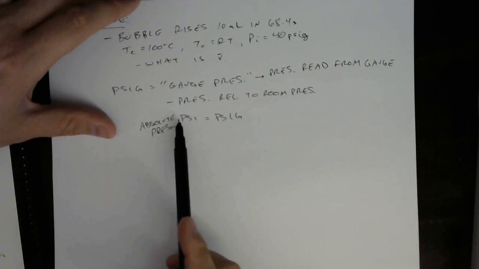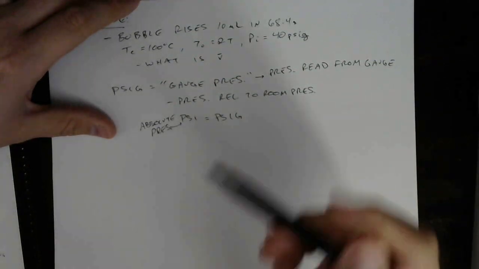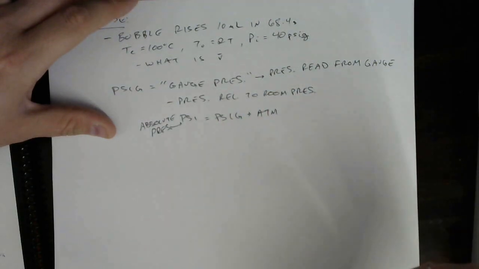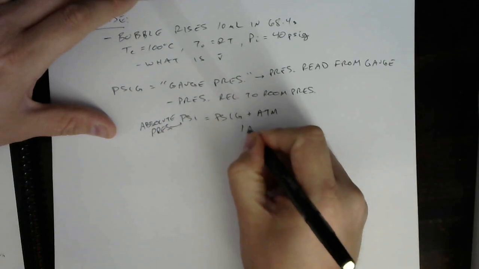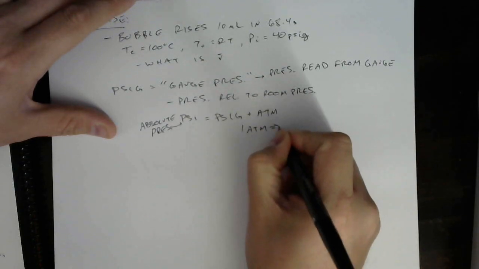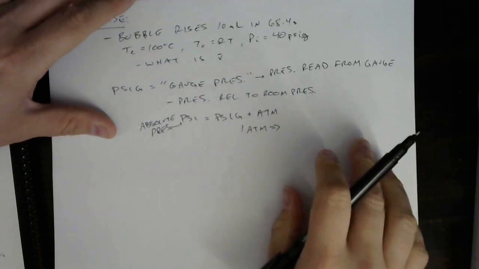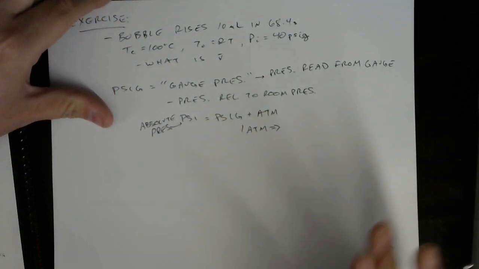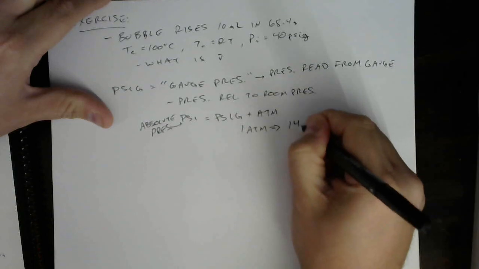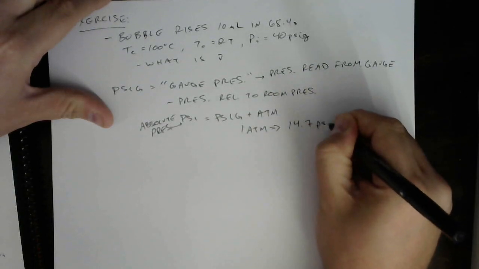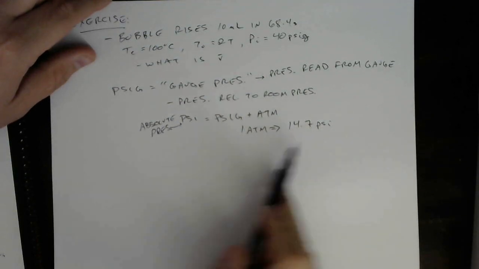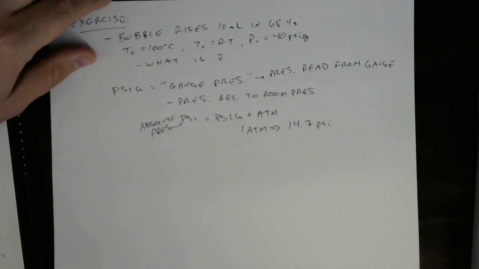But in order to get an absolute pressure in psi, we need to take that gauge pressure that we read and add to it whatever the pressure of the atmosphere is. I'll tell you that 1 atmosphere, if we assume everything is done at sea level, which is a fair enough assumption because the variation is pretty small, is equal to about 14.7 psi. So if we take a gauge pressure and add 14.7 to it, we get the absolute pressure in psi, and that's going to be important in this exercise.